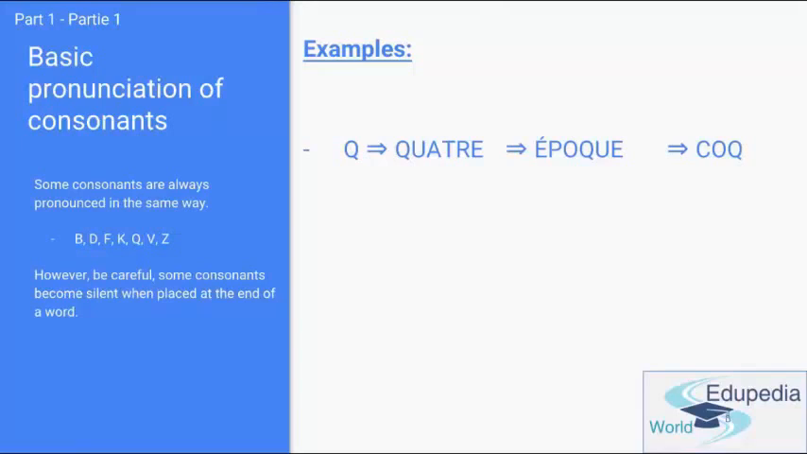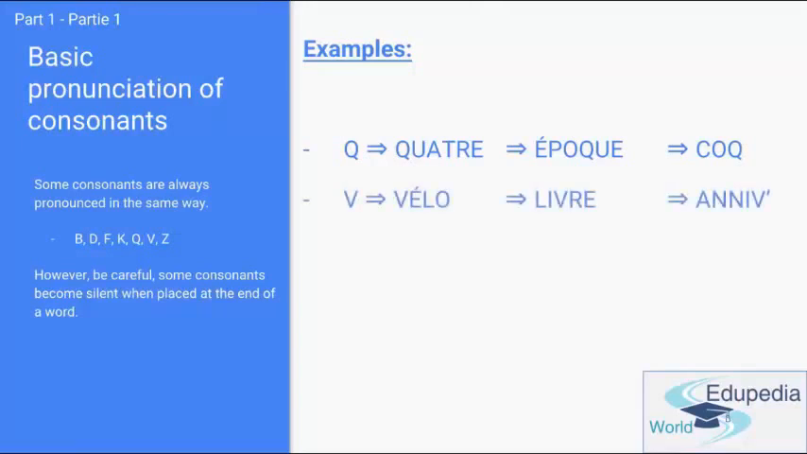So when you have Q-U-A, it's exactly like if you had K-A. Époque, it's the same, it sounds as if you had K-E. You won't hear the U sound here, so you have to be careful. Quatre, époque, coq. The only time you won't have the U after the Q is when the Q is located at the end of a word, like in coq.